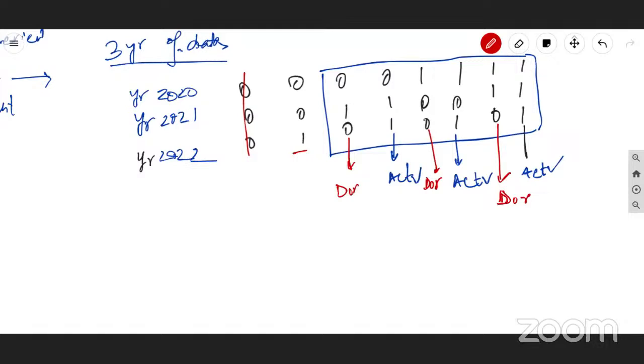2022. And the customers not visiting the store in 2022, mark them as 0. Not visiting at least once. And here, visiting at least once.